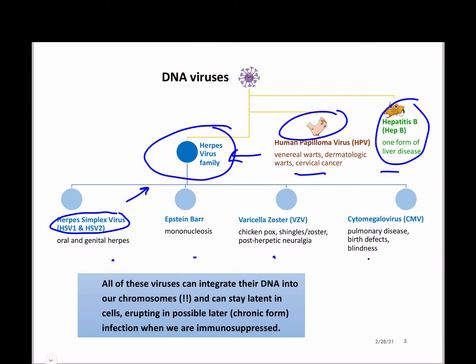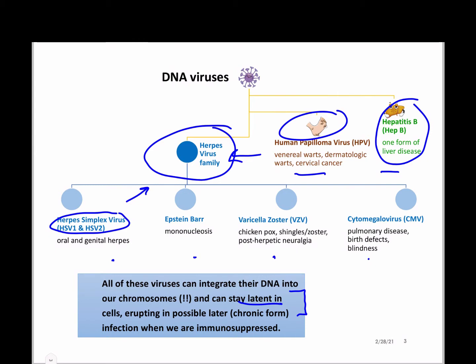All of these are DNA viruses, and DNA viruses can insert their DNA into our DNA, and because of that, that viral DNA can become a part of the genomic expression of our cells. During an acute active infection, there's active replication of that virus, and you're going to see the symptoms of the acute disease. Later, however, the virus can stop expressing, becoming latent inside the host cells.